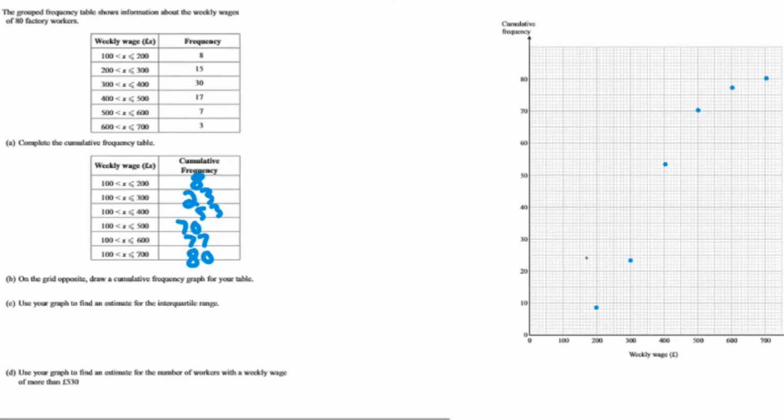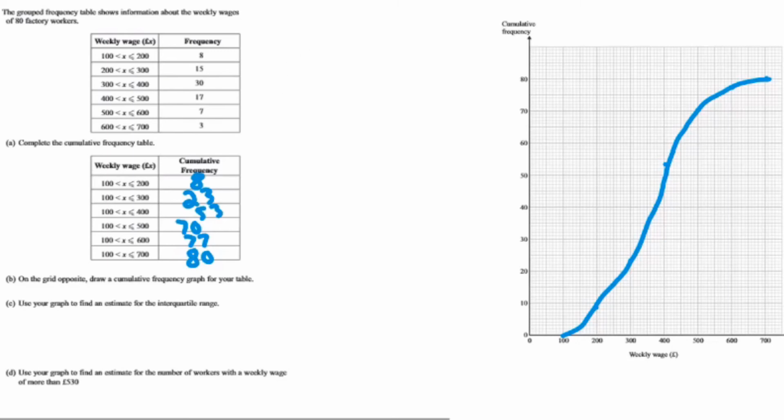And as we're joining these dots up, we are going to be starting at 100, not 0, because that was the beginning of the first group. So from 100, we then try to draw our curve going smoothly through these points. That elongated S shape looks about right. That's us having plotted. Part C. Use your graph to find an estimate for the interquartile range.